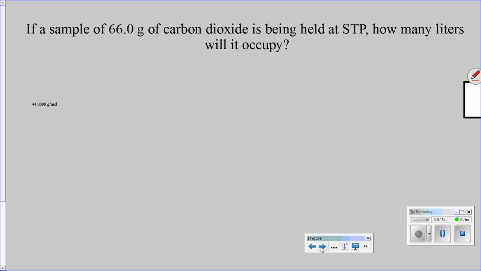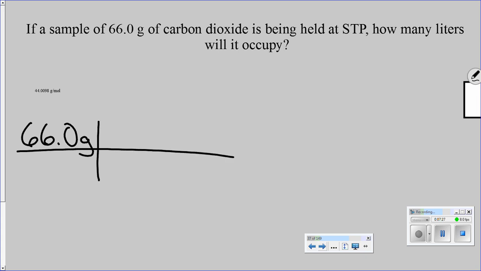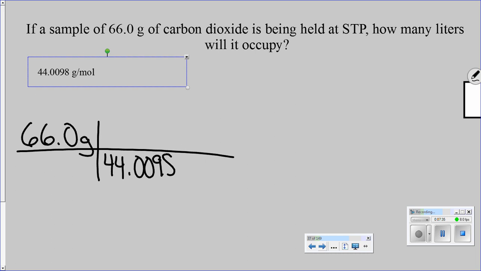So if we started at grams, we could say, okay, oops, I don't like to write in red. We started with 66 grams of carbon dioxide. First thing that we're going to do now is we got to get rid of grams and go into moles, which will allow us to go into liters. So we're going to put our 44.0098 grams on the bottom, and we're going to put our 1 mole on top.